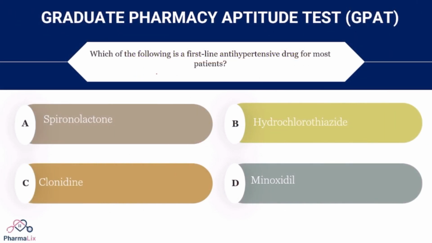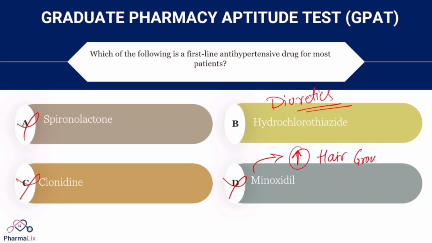Which of the following is a first line antihypertensive drug for most of the patients? So here it is asking the first line antihypertensive drugs. Is it going to be spironolactone? No. Is it going to be hydrochlorothiazide? Yes, because diuretics are the first line of treatment. Is it going to be clonidine? No. Is it minoxidil? Of course not, because minoxidil is now being used to increase hair growth. So the correct answer is hydrochlorothiazide.